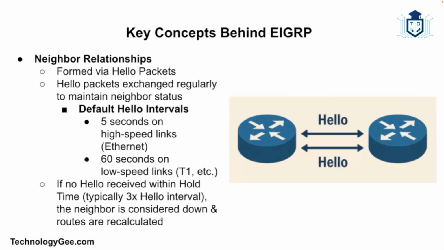And then there's this concept called neighbor relationships. So EIGRP routers form neighbor relationships by sending hello packets. And once neighbors are established, they can exchange routing communication. And then you have what is called a default hello interval. And they can be 5 seconds or 60 seconds. If they're 5 seconds, they'll be on high-speed links like Ethernet. If they're 60 seconds, they're going to be on low-speed links like a T1.